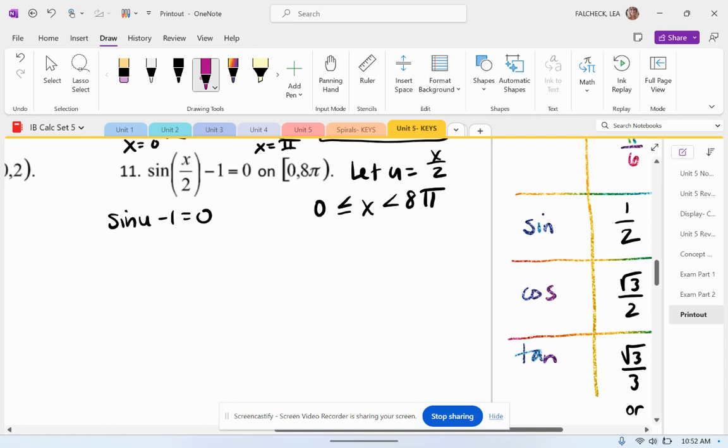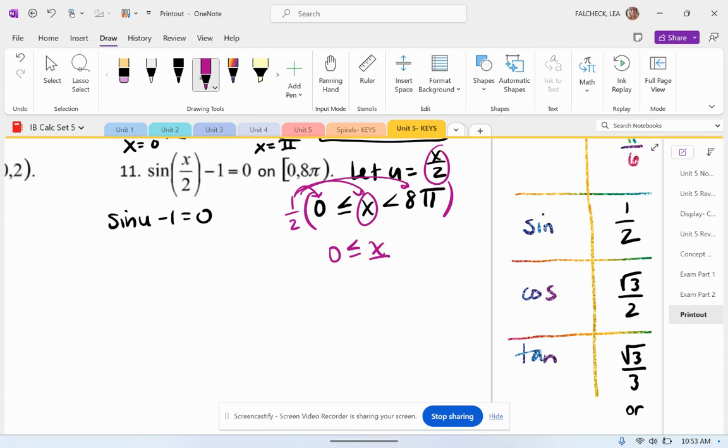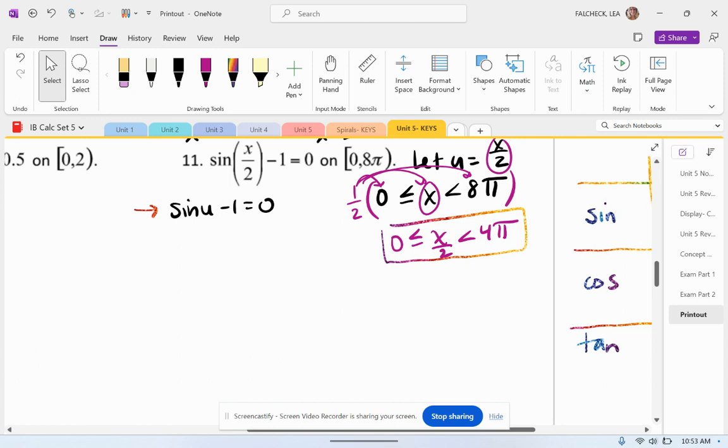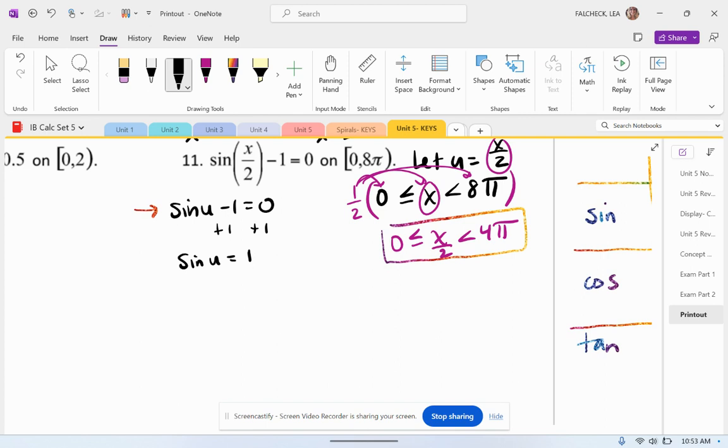And then since I've changed the argument and I've let u equal the argument of the trig function, I'm going to have to adjust the interval. So I'm going to try to get this guy to match this guy visually. In order to do that, I'm going to have to multiply every piece in the inequality by 1/2. And I have 0 is less than or equal to x over 2, which is less than 4 pi. That's my new interval, and this is my new equation that I'm solving. So, this becomes so easy now. I have the sine of u is equal to 1.